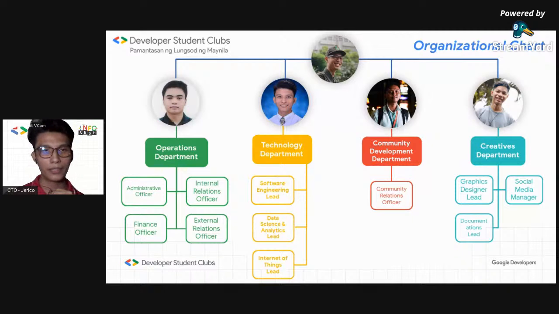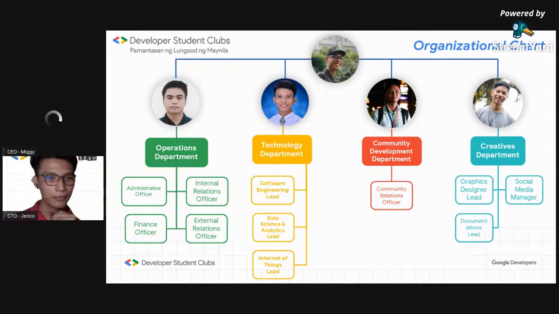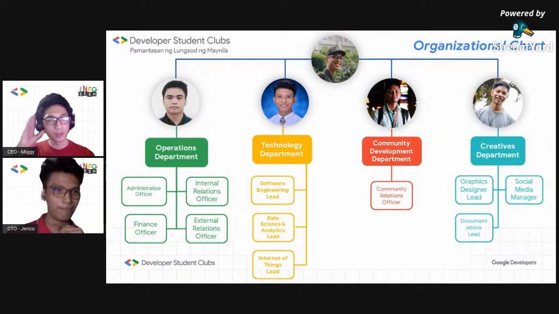Every sub-department has its own specialties and respective leads. So every sub-department may mga leads dyan, and may mga focus din sila. Like software engineering focuses on creating software. Data science, the gatherers and interpreters of raw data, and Internet of Things, which creates technology that is based on the internet. And that's the technology department. Thank you, Migs. Back to you, Migs.